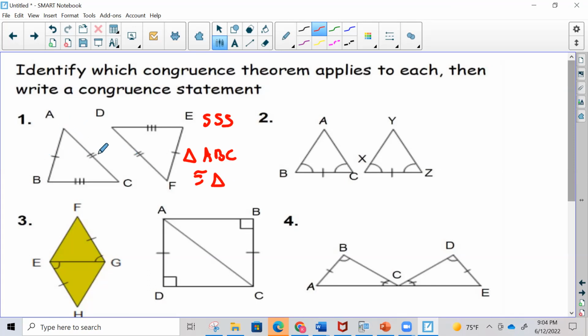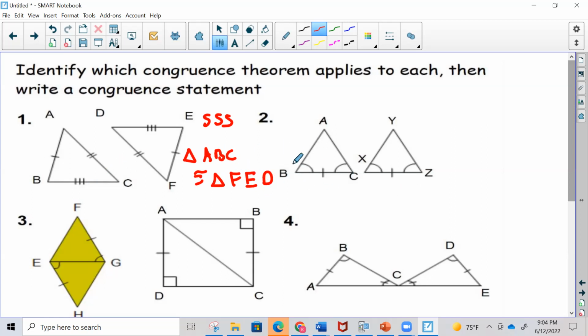Okay, A is between 1 and 2 tick marks, and so that matches up with F, because that's between 1 and 2 tick marks. B is between 1 and 3, so is E, and then D is the last one between 2 and 3, just like C. Okay, so this is side.